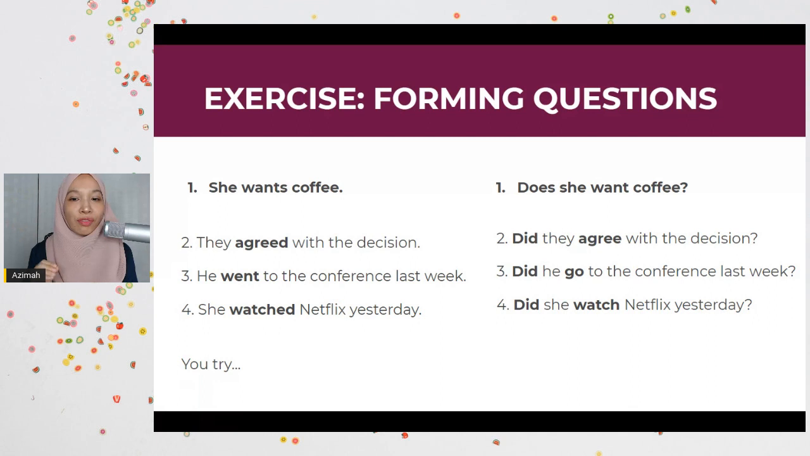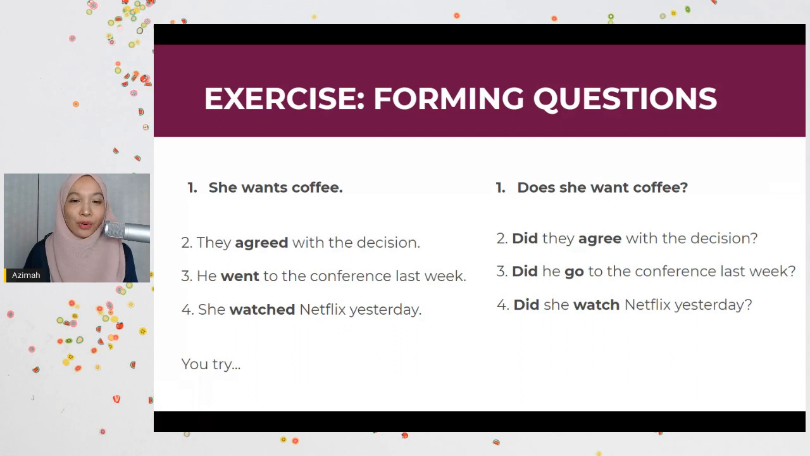He went to the conference last week. This is also in the past tense. He went. So that means we have to use did. And then we have to change went to go. That's the main verb. And we have to change it into the base form or root form. Did he go to the conference last week? Okay.